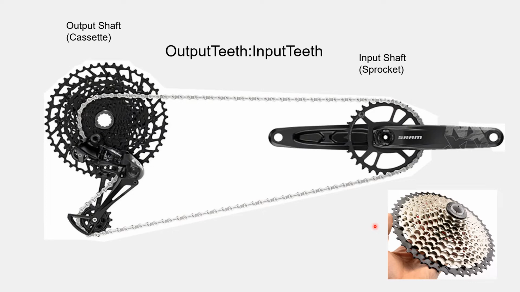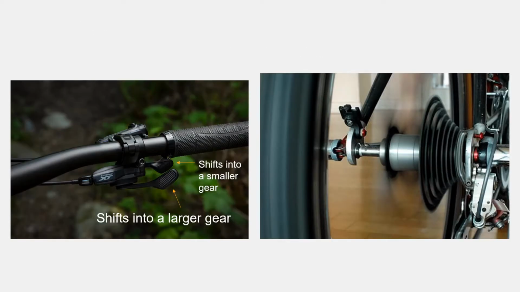For example, if the chain is on the smallest gear on the cassette, the gear ratio is 10 to 30, or if you reduce that, it's 1 to 3, meaning that the rear wheel spins 3 times for every 1 revolution made on the pedals.